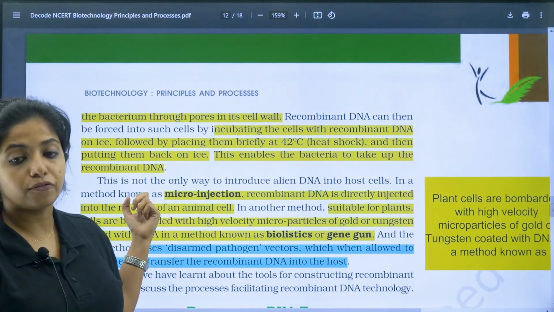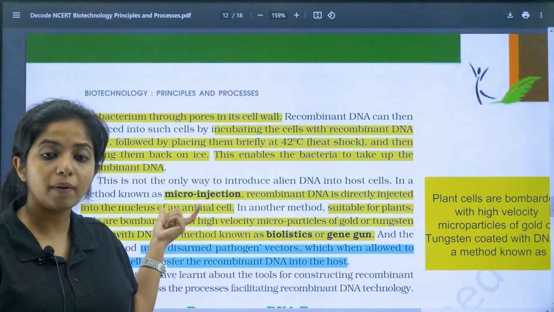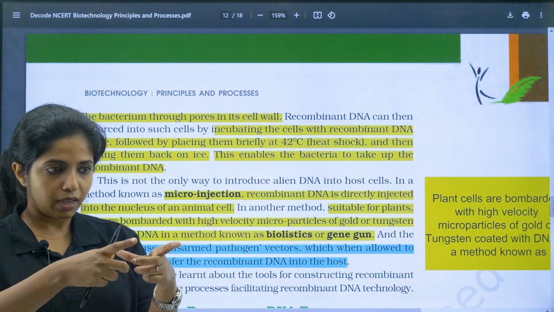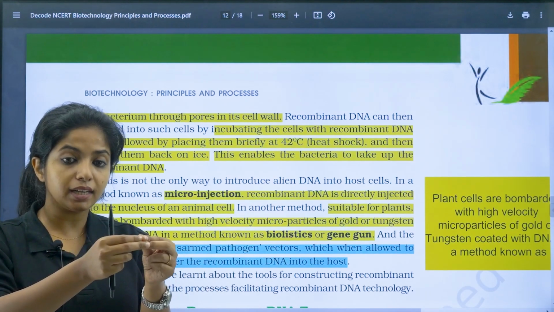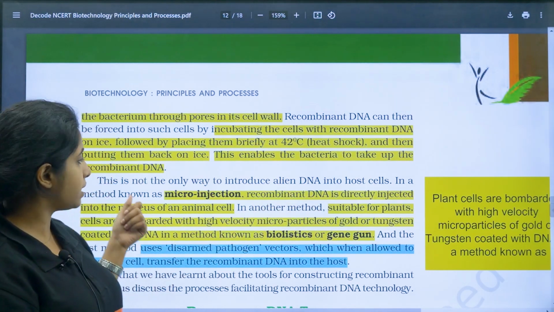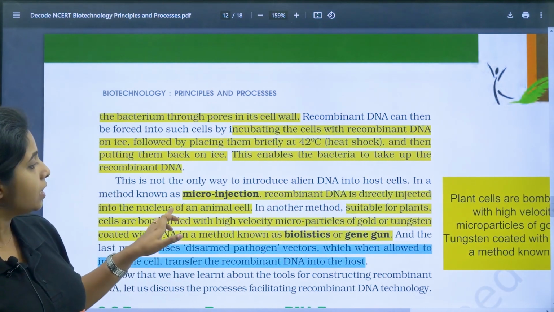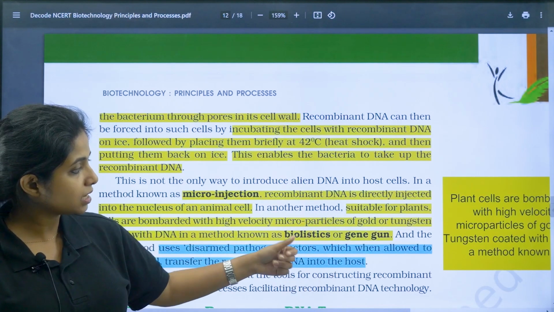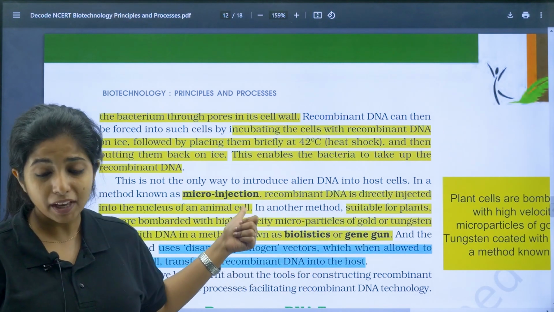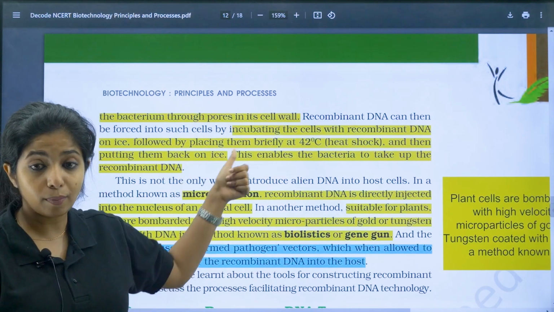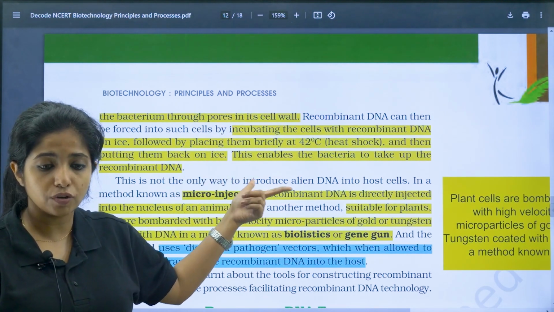Now in the case of animals, what do you do? You do micro injection. In micro injection, there will be a tube-like thing. You are going to inject the DNA directly into the nucleus. So in micro injection, the recombinant DNA is directly injected into the nucleus of the animal cell. Now suitable for plants, the next thing is biolistics or gene gun. Micro injection for animals, this is very, very important. For each there is a different method. For bacteria, heat shock; then over here, micro injection for animals.